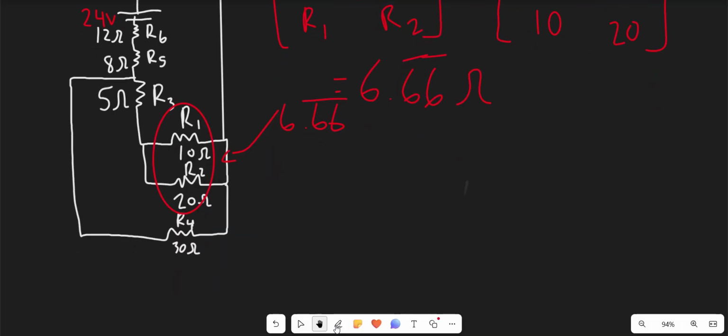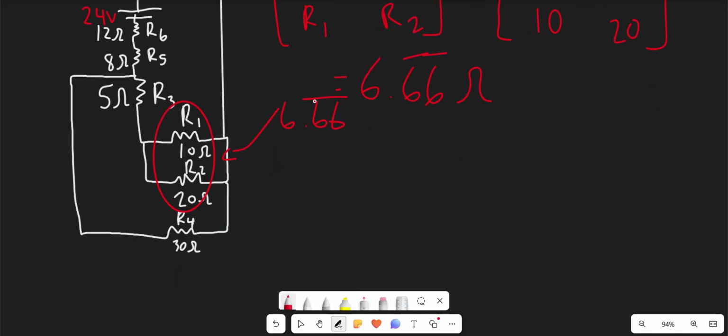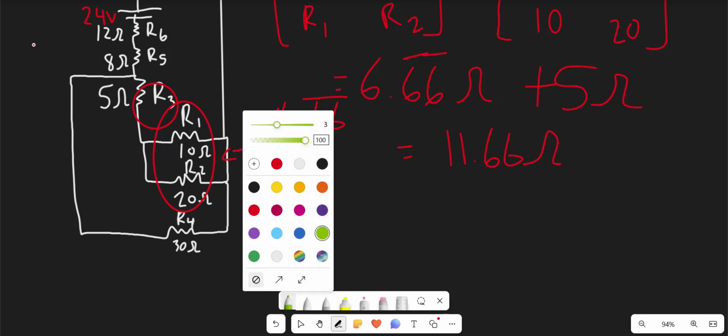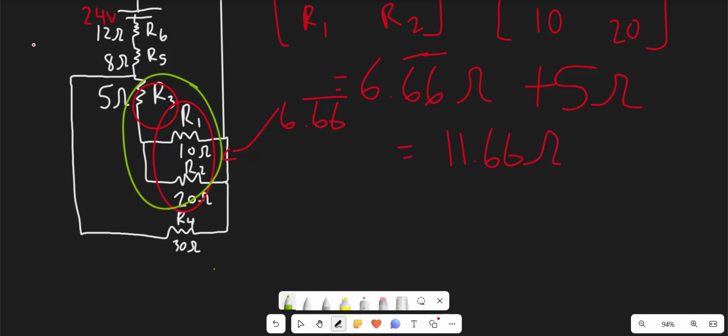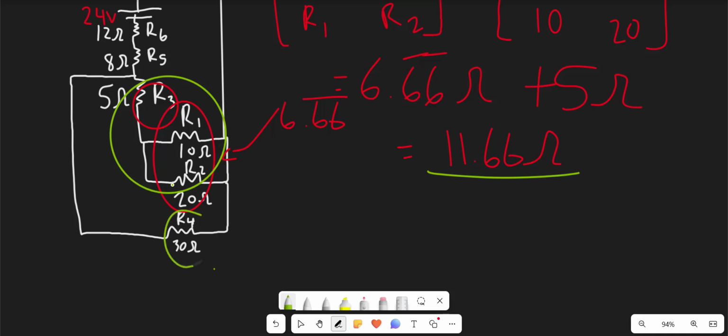And now that we have that in mind, we can see that the 6.66 ohm resistor is in series with this R3 resistor right here. So we can add 5 ohms to our resistance, which will give us 11.66 ohms. So now let me change this to a different color. So this entire group right here can be represented by this 11.6 ohm resistor, meaning that it is now one resistor. So the 11.66 ohm resistor is also in parallel with R4.